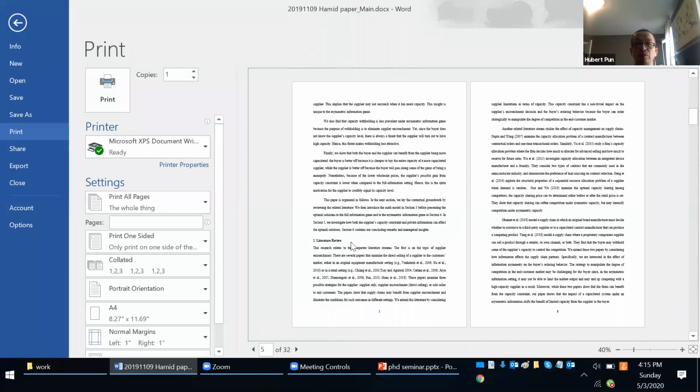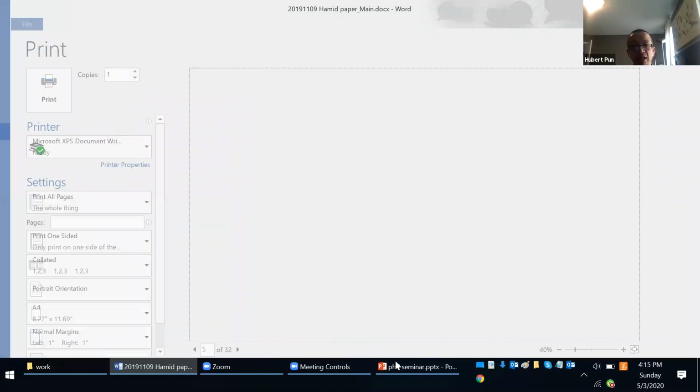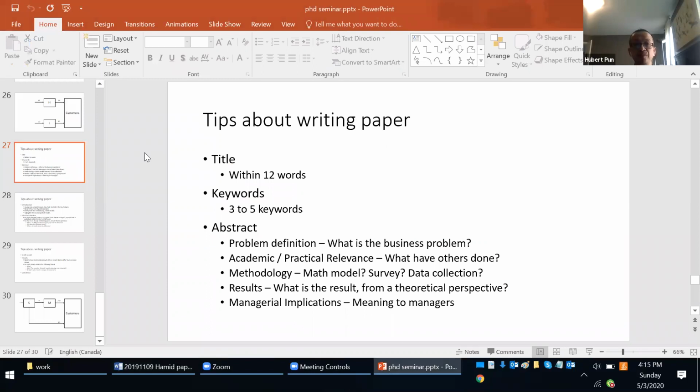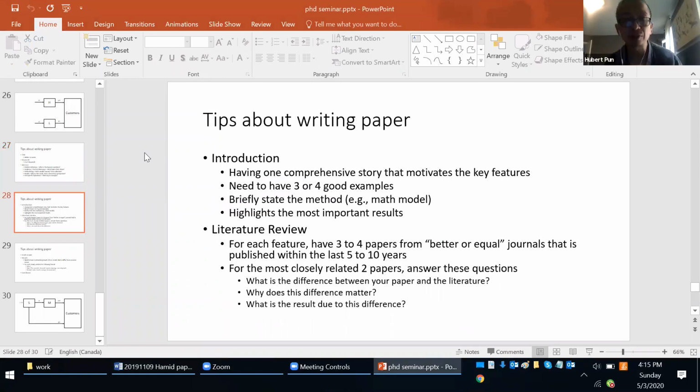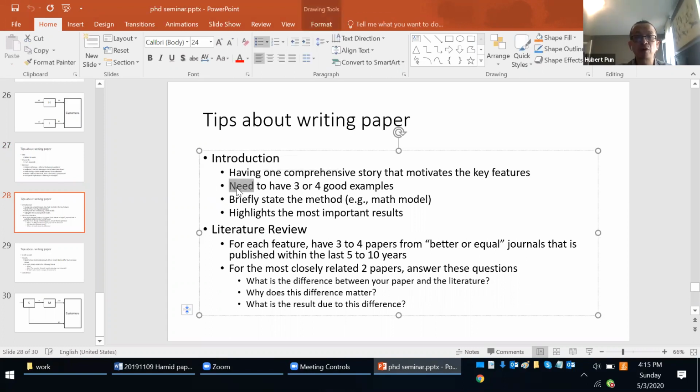And then when you're writing the literature review, let me get back to this. We just talked about the introduction having one comprehensive story, which is the Apple-Samsung story. That needs to have 3 or 4 good examples, which is what I talked about earlier. Then it briefly states the method, in my case a math model, and highlights the most important results.